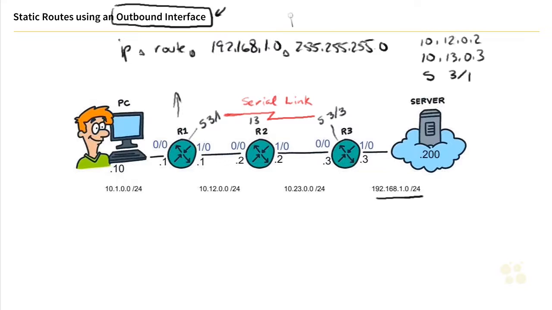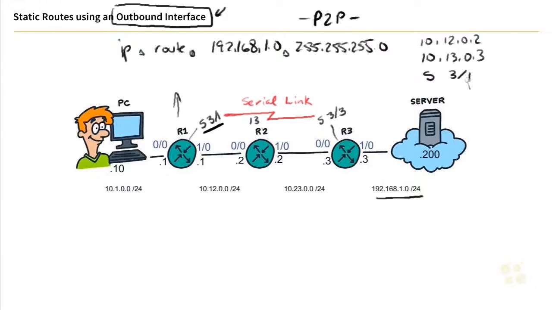And this is really most appropriate if we have a serial link or a point-to-point link, because there's only two devices on that network. There's R1, there's R3, and that's it. So by specifying we want the exit interface to be serial 3/1, it's going to route the packet over that link, and R3 is going to get it, and it's R3's problem to think about how to forward that on the way to its destination.